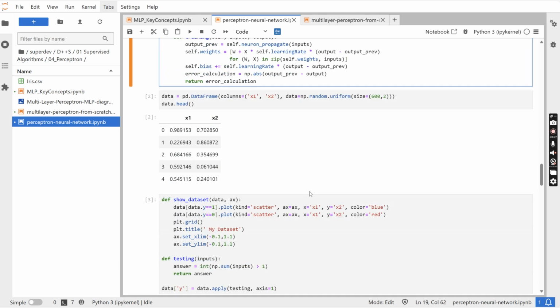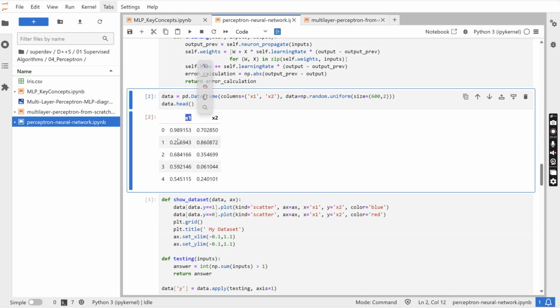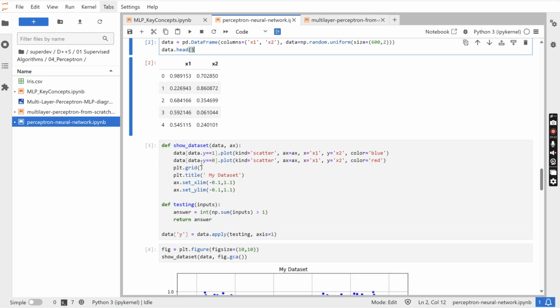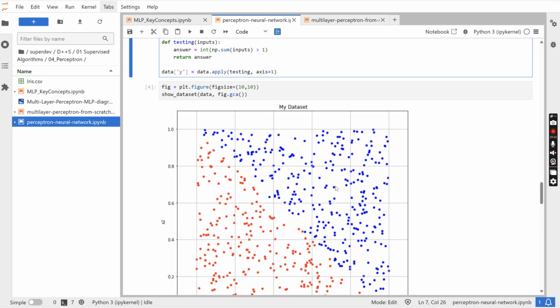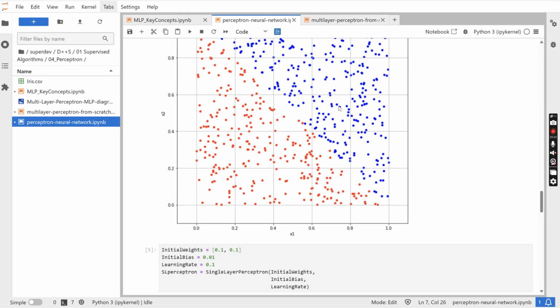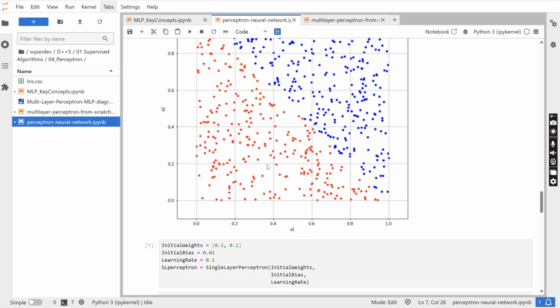Simple perceptron. Okay, now let's take a data frame. In this data frame, some random values are there. Let's see how this can be used. So x1 is there, x2 is there. Now, if you plot it, it will look like this. One class I have plotted as blue, and another one is red.